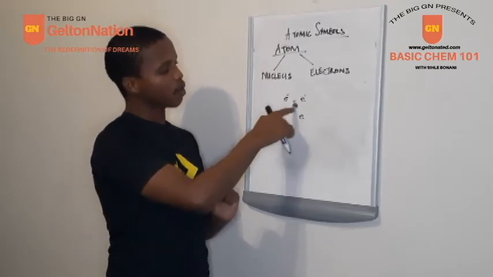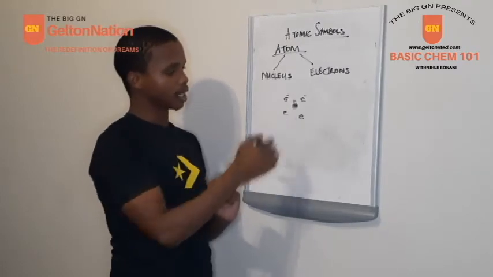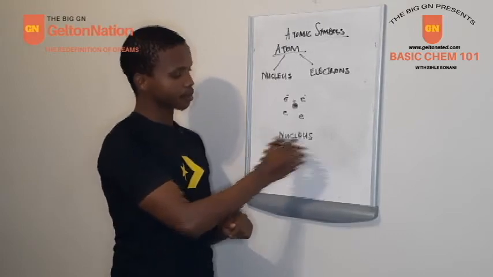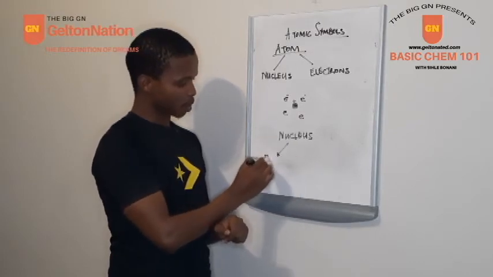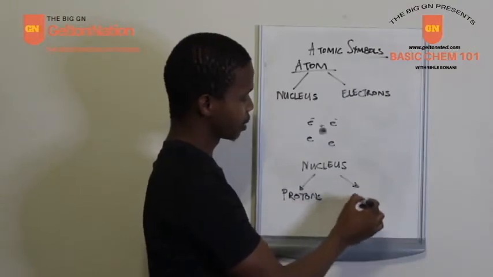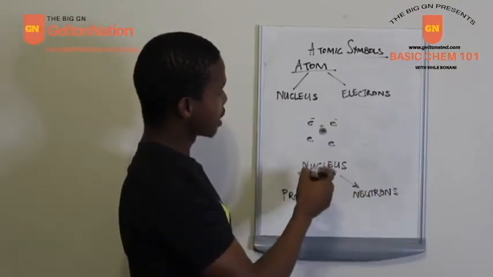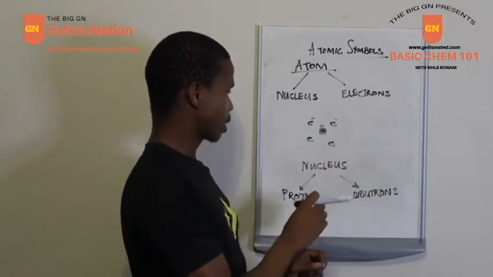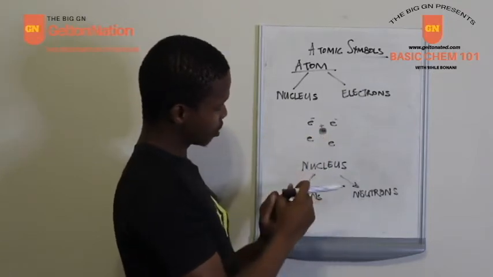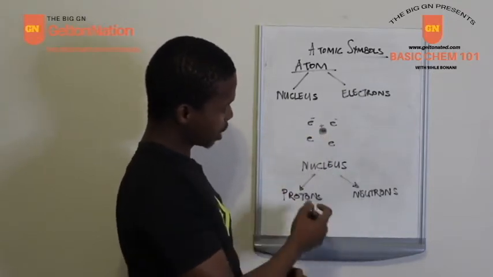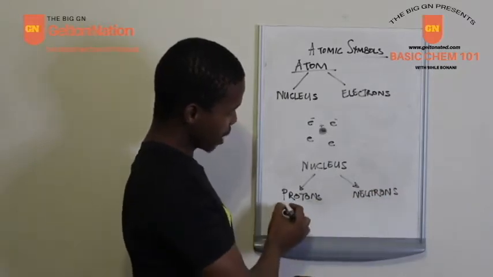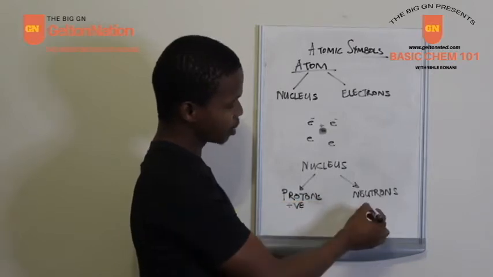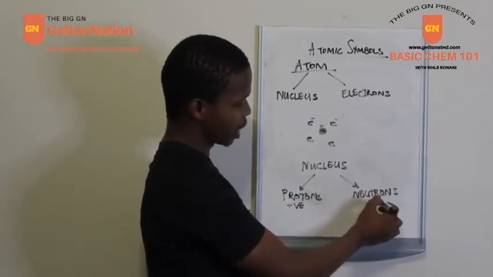And now you also find that the nucleus also is divided into two, which is your protons and neutrons. One other thing, the nucleus makes up most of the mass of the atom on its own. So the nucleus has protons and neutrons. Now protons are positively charged and neutrons have no charge.